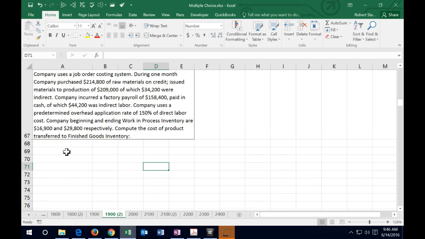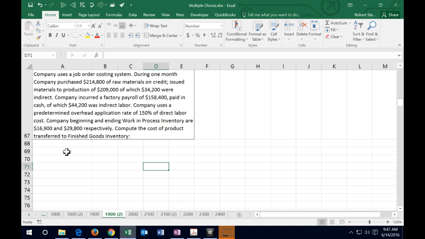Next one says, company uses a job order costing system. During one month, company purchased $214,800 in raw materials on credit. Issued materials to production of $209,000, of which $34,200 were indirect. Company incurred factory payroll of $158,400, paid cash, of which $44,200 was indirect labor. Company uses a predetermined overhead rate of 150% of direct labor cost.